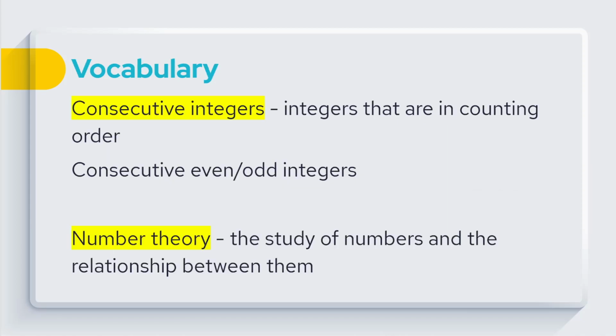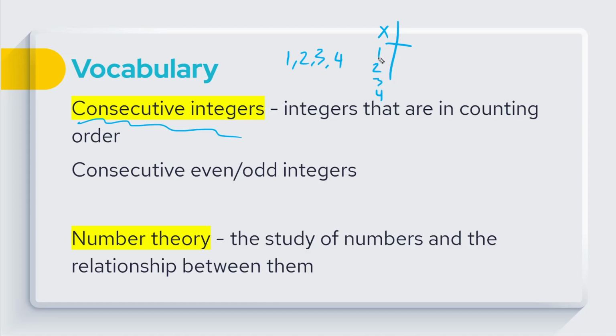Okay, let's look at some vocabulary words. Consecutive integer. This is an important concept in algebra. It comes up a lot, especially when you're talking about patterns. Consecutive integers are integers that are in counting order. For example, 1, 2, 3, 4. These are consecutive integers. And you might have noticed that in a table or an ordered pair, the x might go up by consecutive integers.